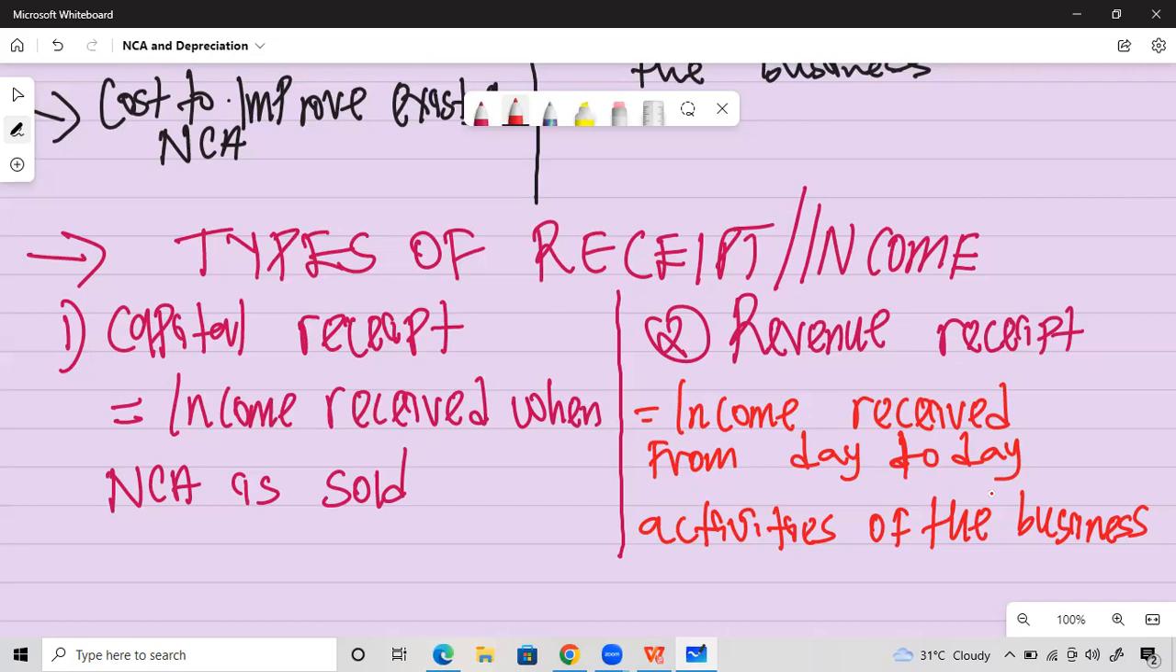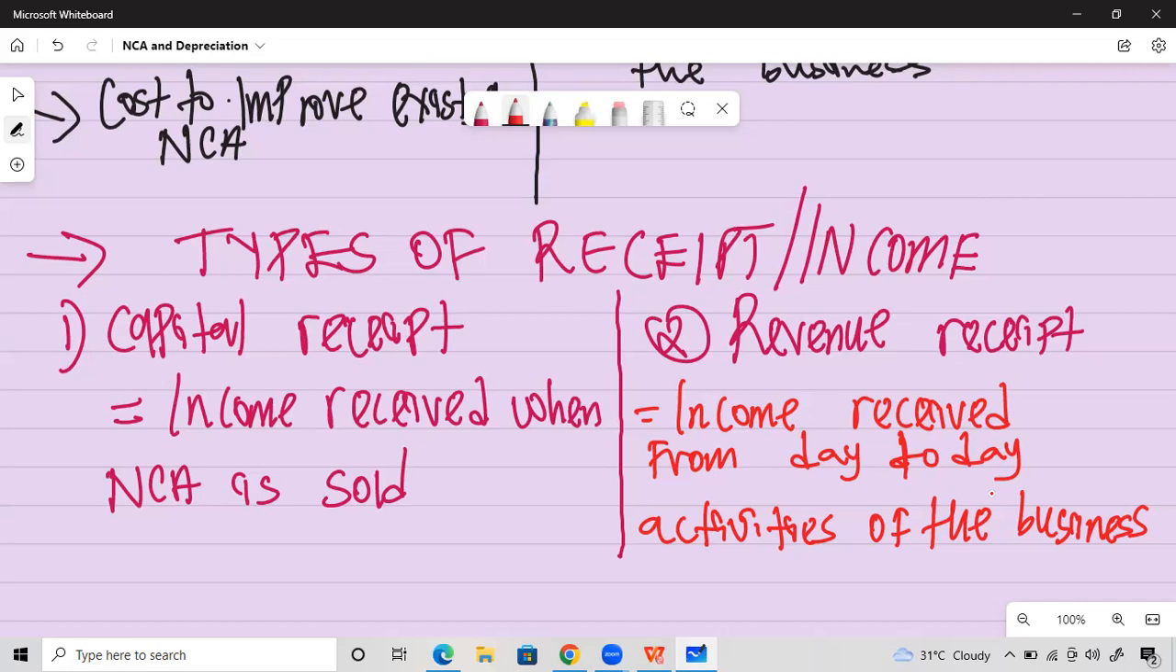capital receipts are those received when a non-current asset is sold, while revenue receipts are those received from the day-to-day activities of the business.